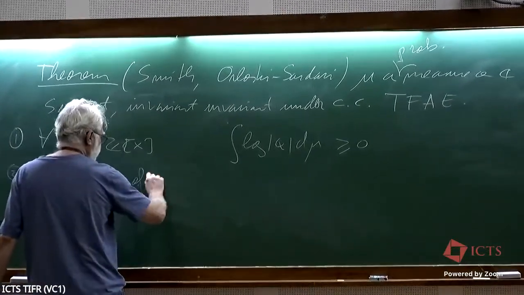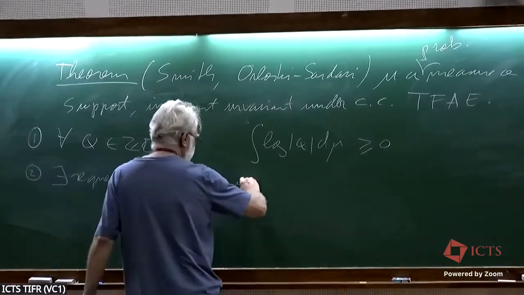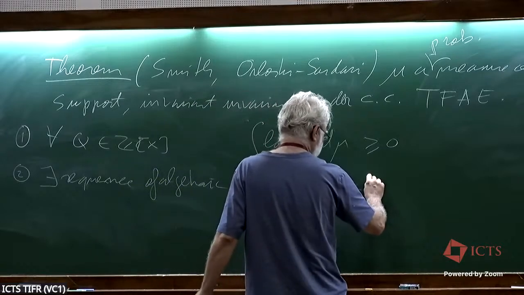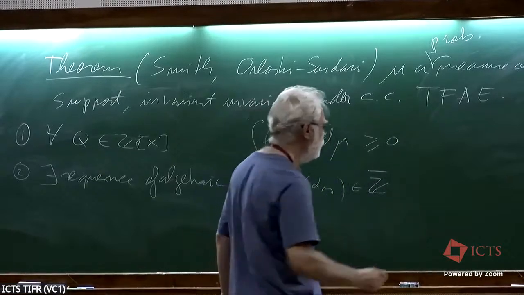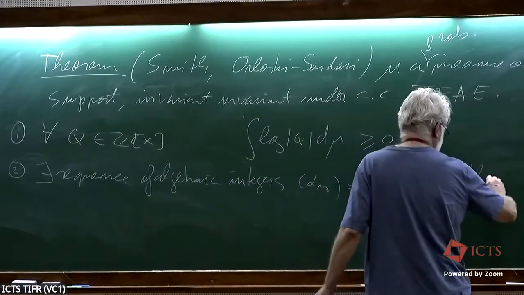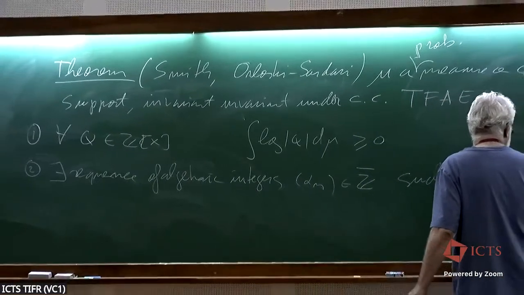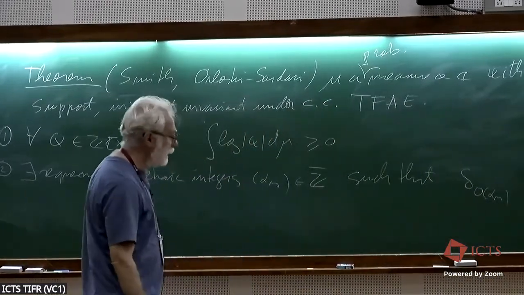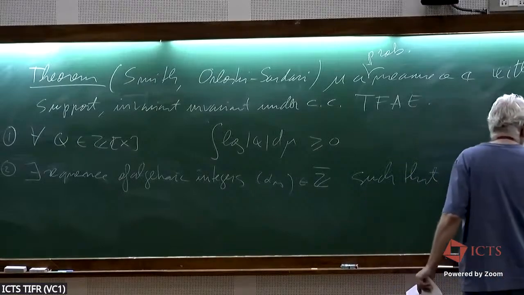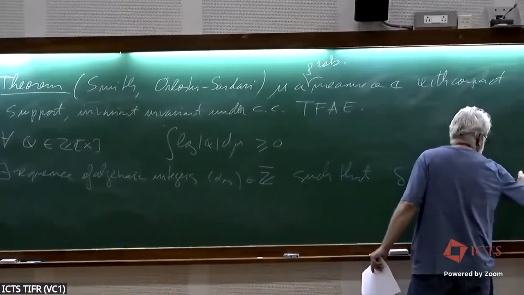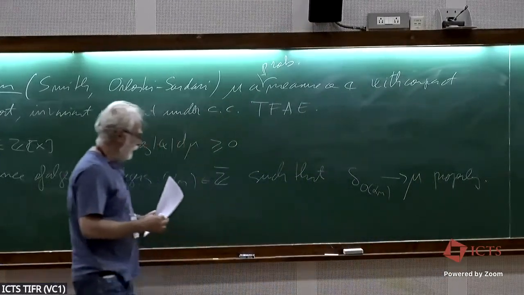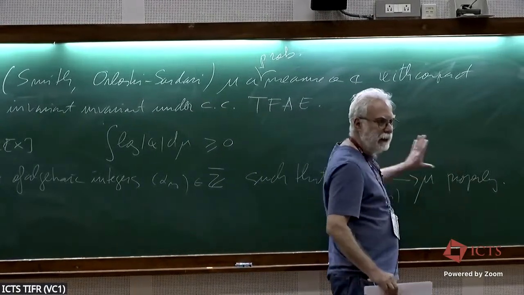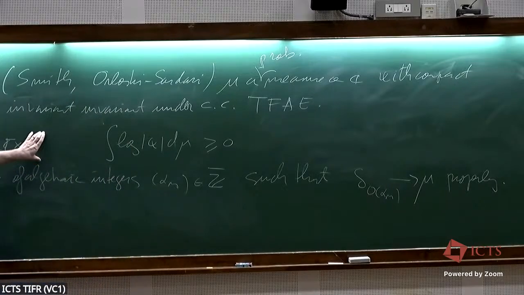of algebraic integers alpha n inside this set, such that the counting measure of alpha n, so the counting measure of the Galois orbit of the algebraic integers, converges to this measure mu properly. So we can determine all measures that are limits of algebraic integers just by testing this condition.